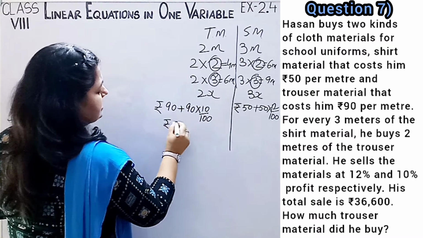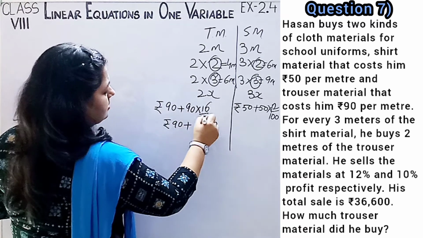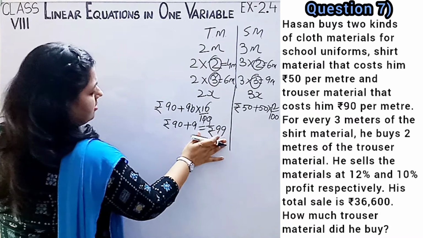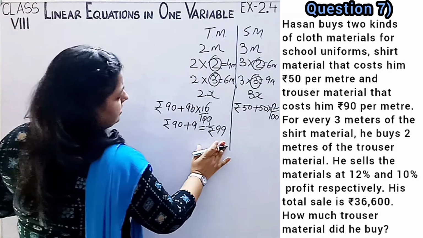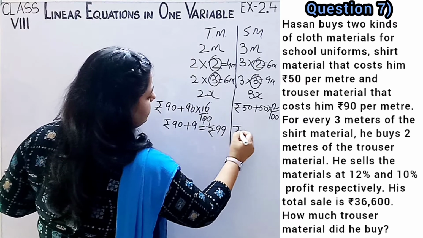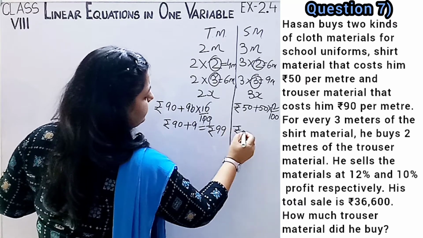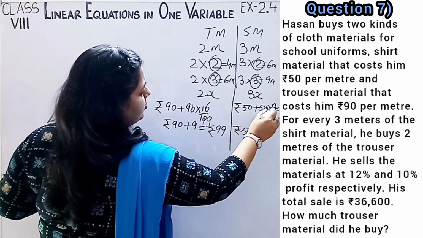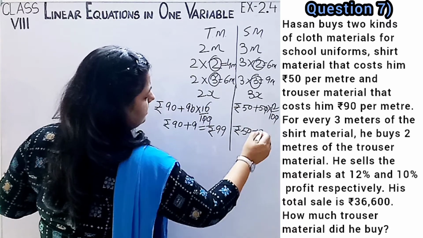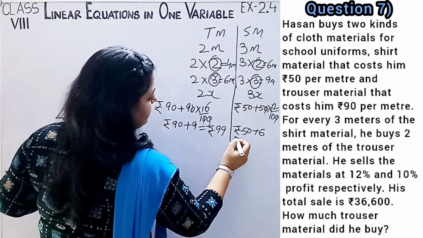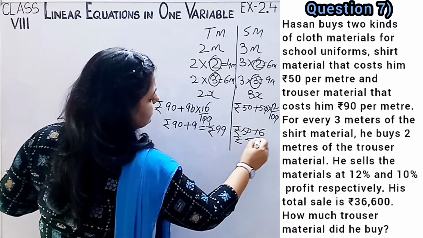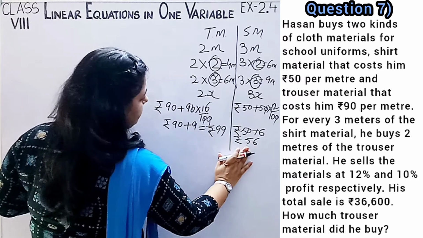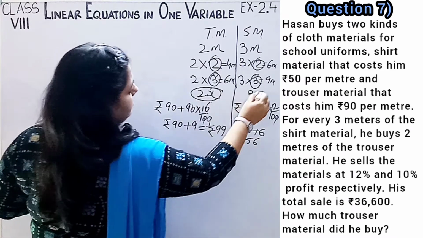Calculate rupees 90 plus 9. It means 99 rupees for this trouser material. Now coming to short, rupees sign here. So 50 plus, cancel out, 12 5 is 60, 60 by 10 is 6. It means rupees 56. So here total according to our question 2x and 3x.